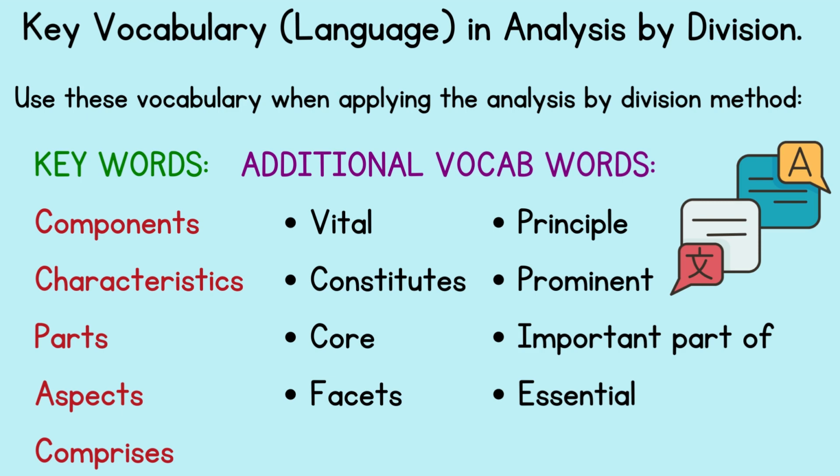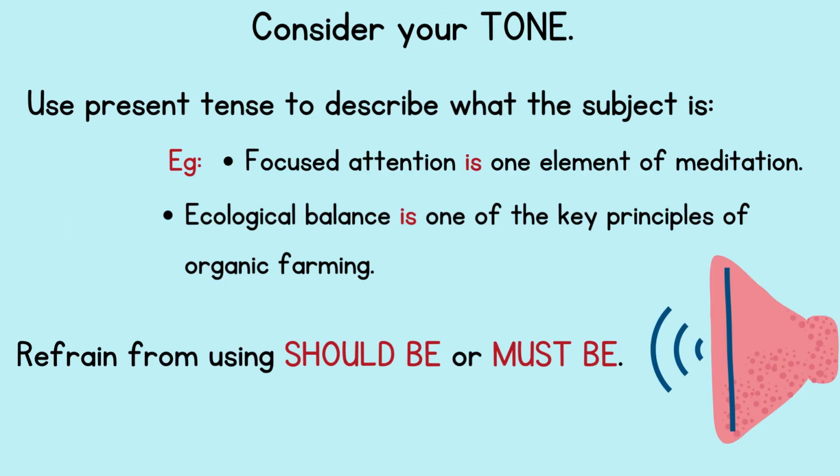This lets you know, okay, this particular thing can be broken down, or this particular thing has different components that makes it what it is, right? And then additional words that you can use: vital, constitutes, core, facets, principle, prominent, important part of, essential. And I believe there's more on the internet, but you can write a pretty good essay with most of these terms that are here. And these are terms that I personally use, so I think it works just fine.